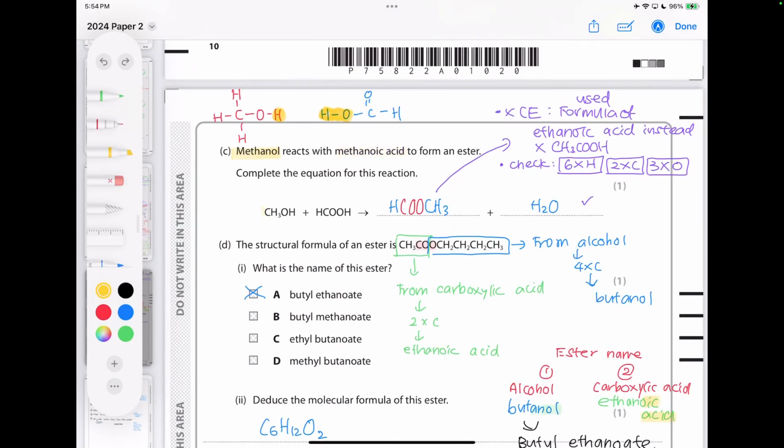Okay, so here we look into methanol reacting with methanoic acid. Maybe I should use different colors. So this is methanol, and methanoic acid is over here. So things to take note here is, methanol is over here, and methanoic acid is over here. Okay, maybe I should use green. The carboxylic acid loses the OH group, and the alcohol loses the H next to the O.